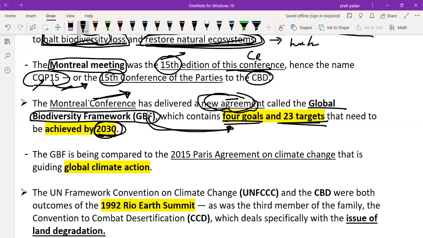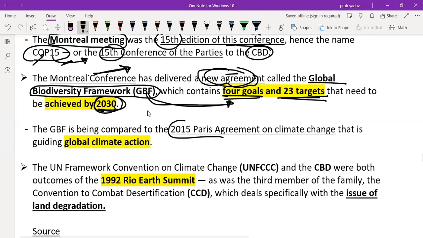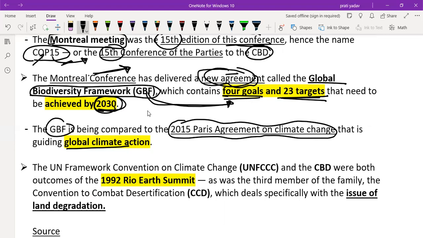The GBF is being compared to the 2015 Paris Agreement on Climate Change. Like the GBF, an agreement was proposed in 2015, which is called the Paris Agreement. So the GBF is like that, and that is guiding global climate action. So the GBF is being compared to the 2015 Paris Agreement, which guides global climate action. From 2015 to 2020, the Paris Agreement has been very much in use, and many people say the GBF is comparable to the Paris Agreement.